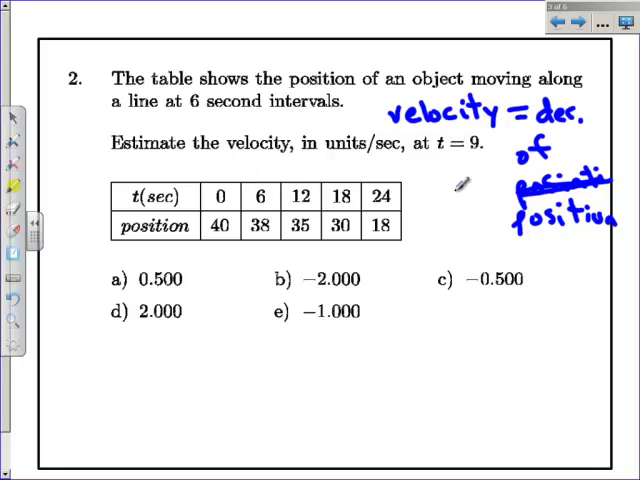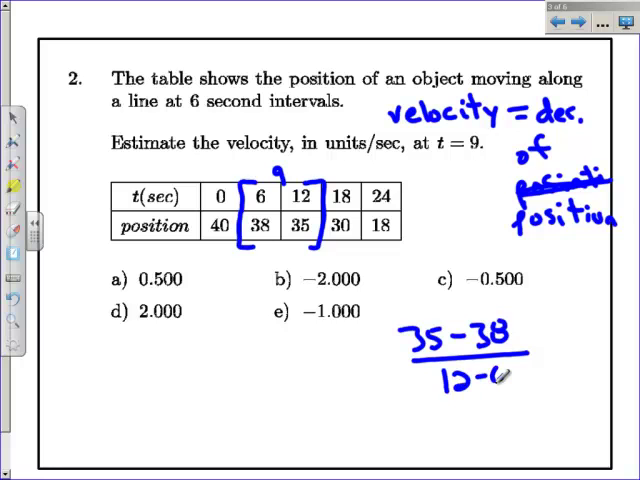So we look at our table, and t equals 9 is in here. What are we going to do? We are going to do a difference quotient, or an average rate of change, with 2 points that are really close to 9. That would be f of b minus f of a over b minus a, which is negative 3 over 6, which is negative 1/2. So if we were to draw this graph, our tangent line would be pointing down, and that would be the slope of that tangent line.